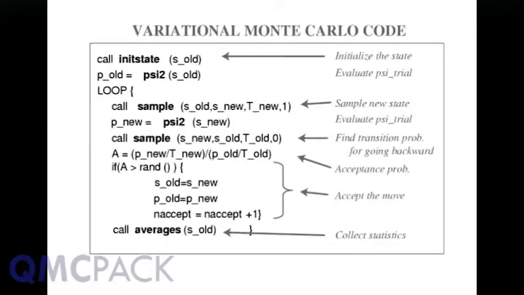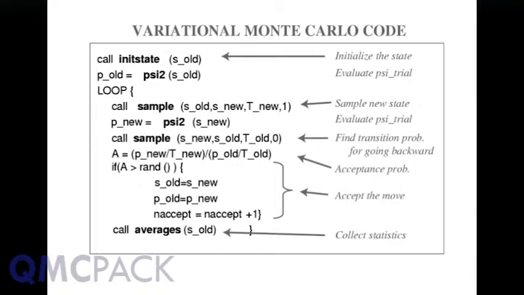So I showed this already. There's not a whole lot of difference with what I showed before, except the difference is instead of having a potential, I say we're going to calculate the square of the wave function. That's psi squared. Okay, so basically we initialize the state of the electrons, and then we sample, and we calculate the new wave function, or the square of the wave function.